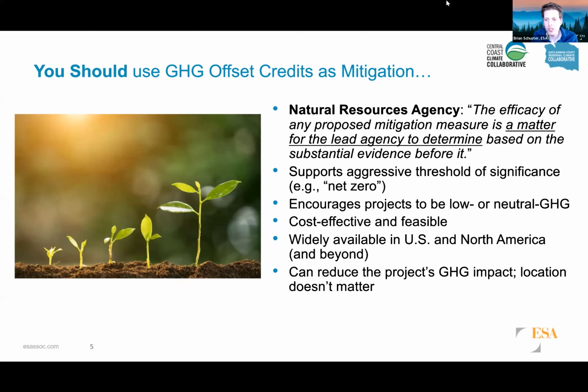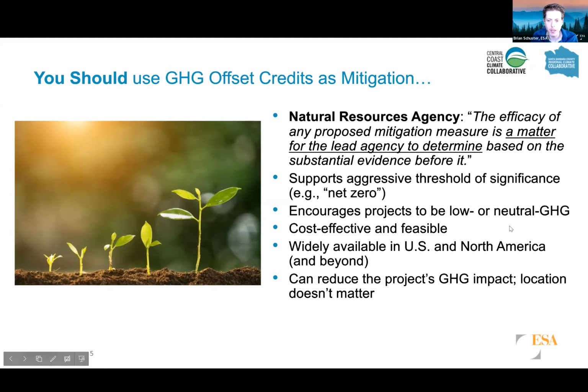It encourages projects to be very low GHG. Offsets can be cost effective and feasible. The prices vary, as John mentioned, and they're likely to change in the future, but generally speaking, offsets are a cost-effective way of reducing 1 ton of CO2e. And they're widely available, at least in the US and North America, and of course, internationally. California, the market is very limited, as John mentioned, but nationally and continentally, there's lots of availability. Next slide.